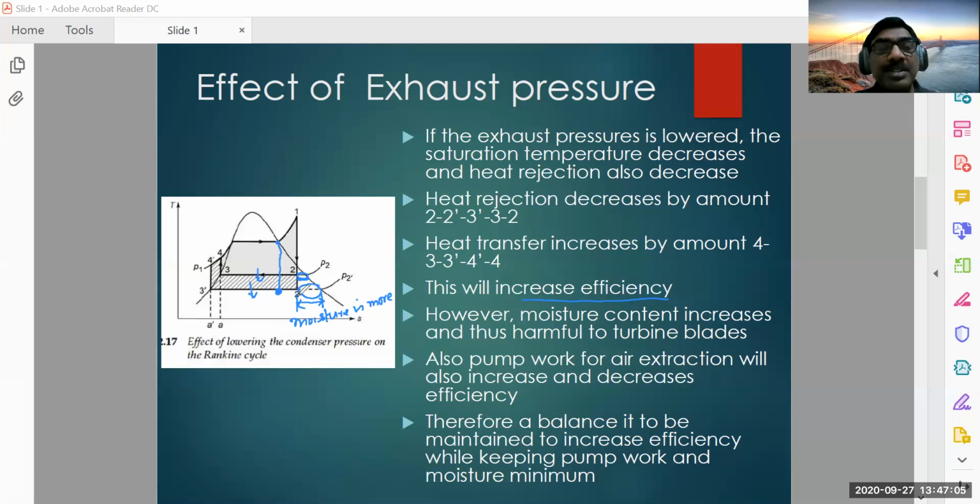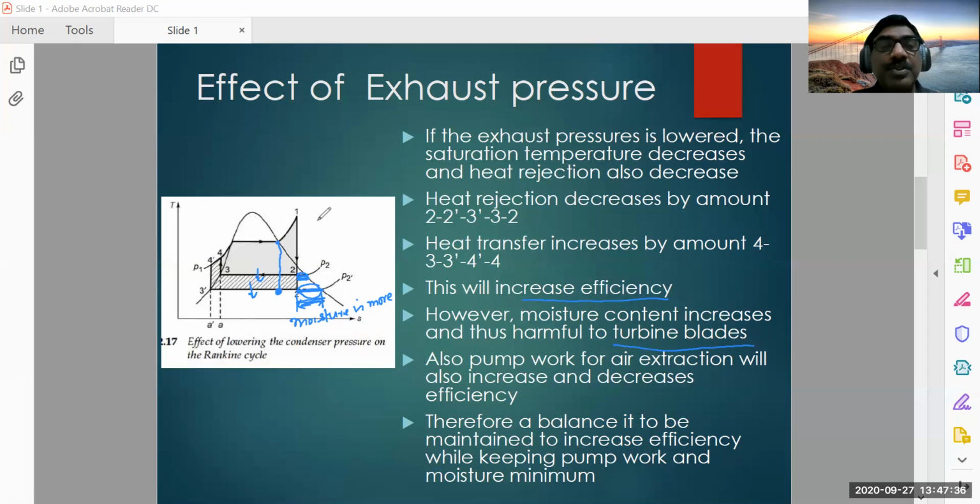P2 to P2 dash, but while doing so, the moisture content is getting increased. This is the moisture content at P2 dash. This is the moisture content at P2. So since the moisture content is getting increased, it will be harmful to the turbine blades. What will happen if the moisture is more? The erosion will take place, and that's why we have to limit the maximum moisture content.